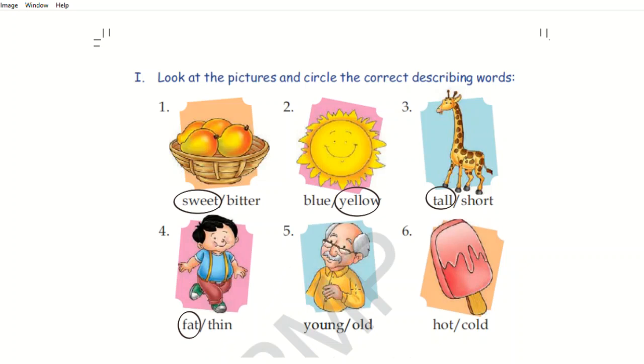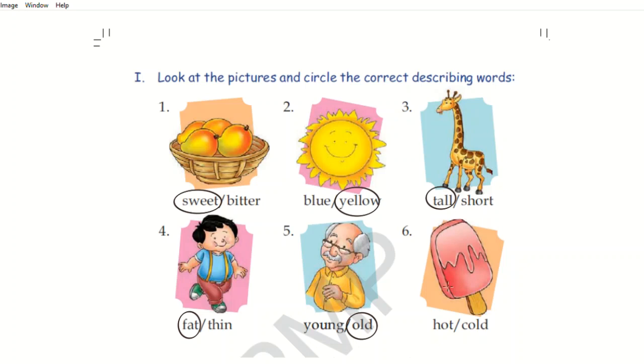Next picture. It is a picture of an old man. So the correct describing word for this picture is old. Encircle the word old. And young is an incorrect option for this picture.